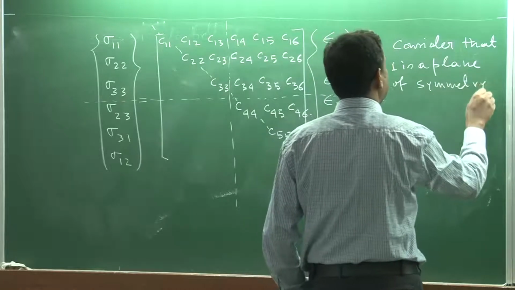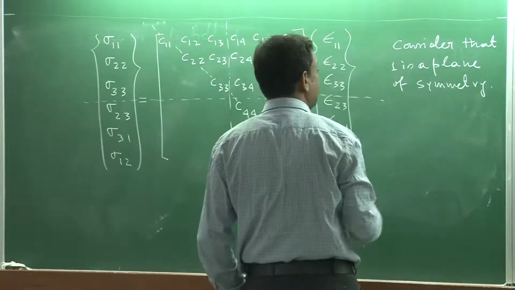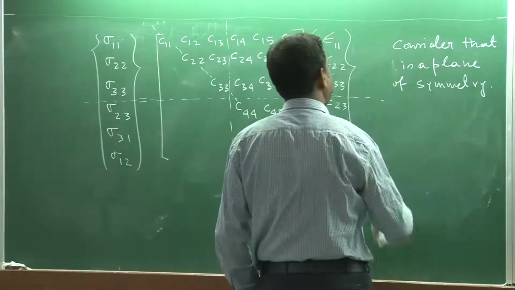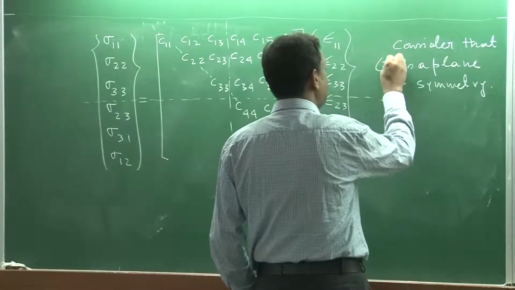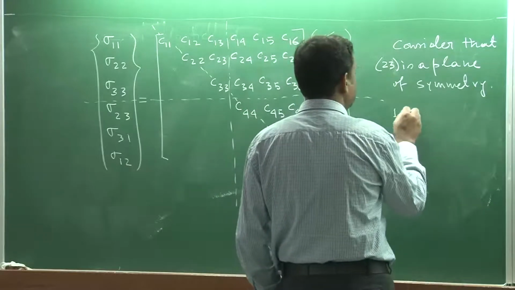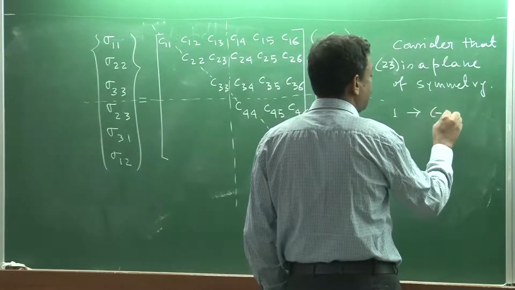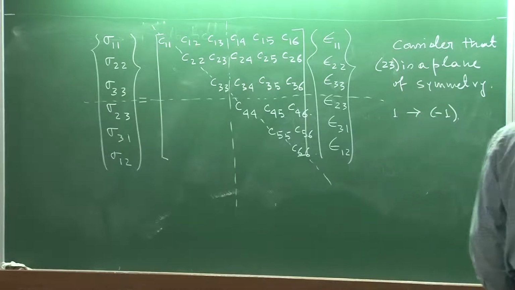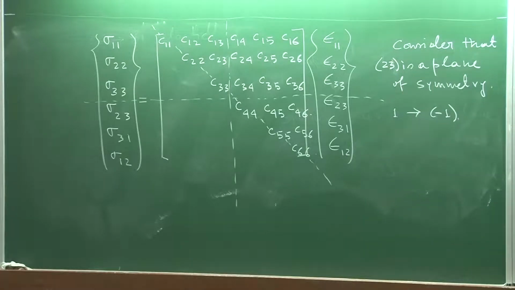1 is a plane of symmetry means basically 2 3 is a plane of symmetry. Okay. 2 3 is a plane of symmetry means 2 3 means axis 1. So then 1 must be replaced by minus 1, you see that. So if 1 should be replaced by minus 1, then what do we obtain?